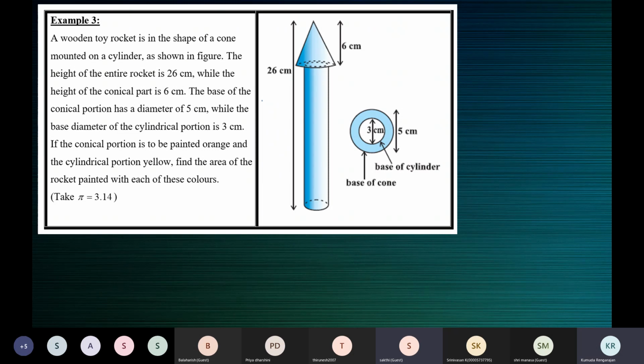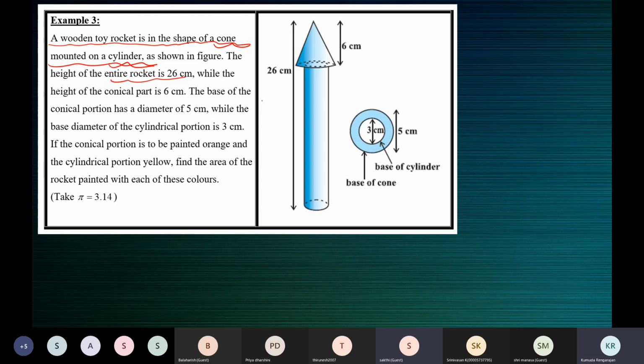The height of the entire rocket is the cone and the cylinder together. See, they've described the rocket. What is this wooden rocket? It is in the shape of a cone mounted on a cylinder. So the cylinder and cone together is a rocket. Cone is cone, cylinder is cylinder, rocket is cone and cylinder. The height of the entire rocket is 26 centimeters. That means the height of the cone plus the height of the cylinder is 26 centimeters.